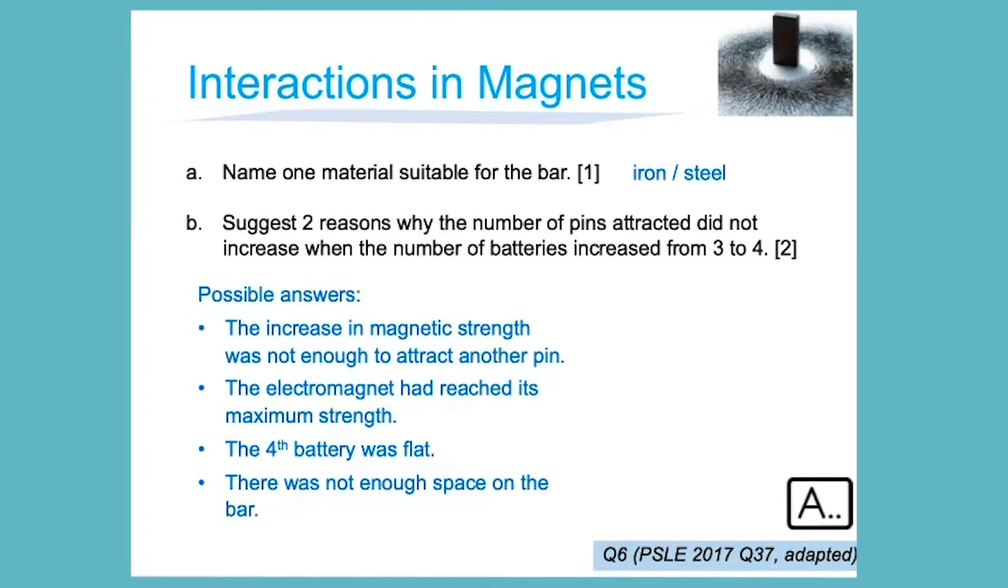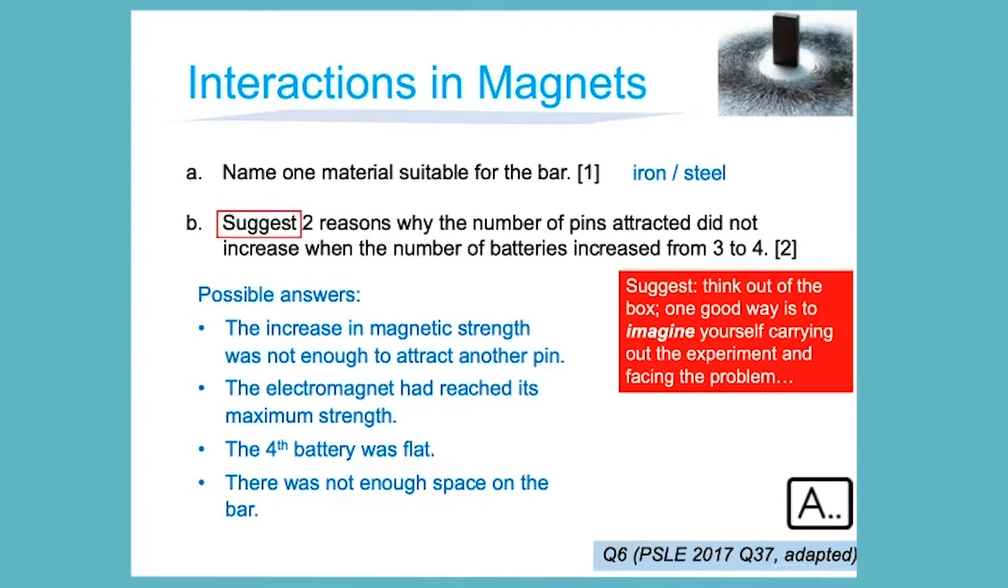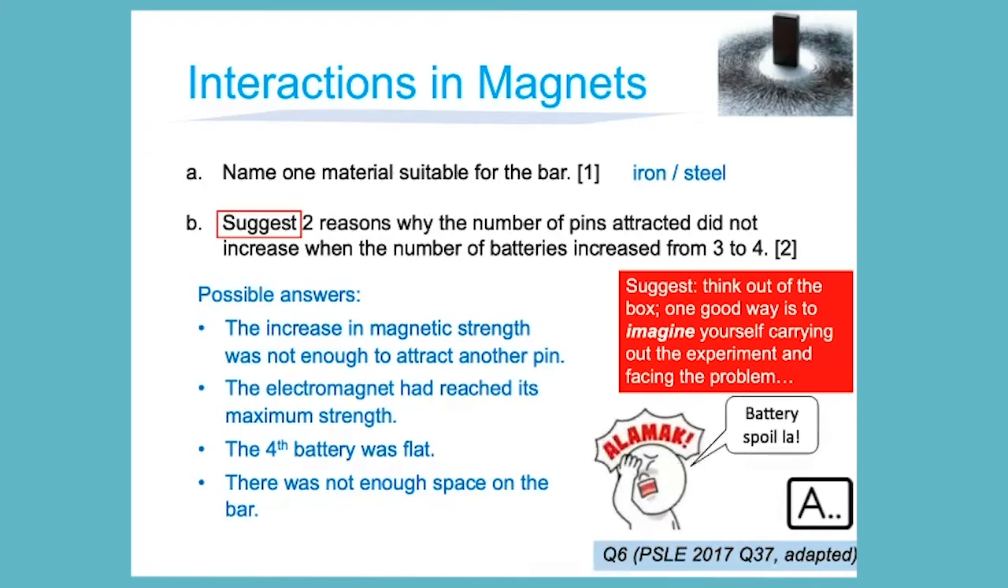What Hannah is saying, that the rest of the pins were not made of a magnetic material, sounds possible, but usually in any experiment, to ensure fairness, we make sure that all the pins are of the same material. One of the ways we can think is to imagine ourselves carrying out this experiment. If you imagine yourself carrying out this experiment, it might be easier to identify what the problem is. I like to put myself into the shoes of the real scientist doing it, or the student doing it. Okay? Yeah, battery spoiler.